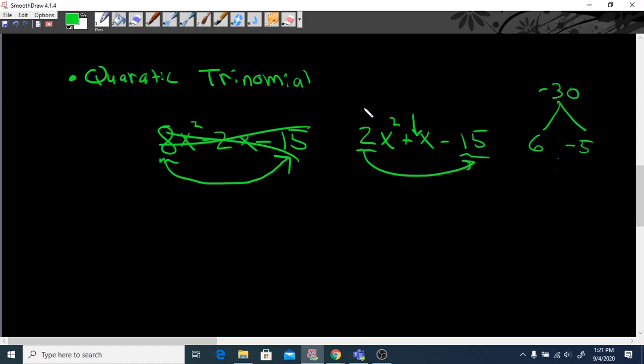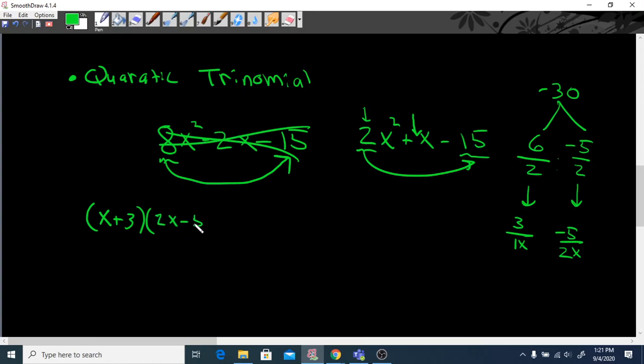Okay, now, in the beginning, we multiplied the 15 by the 2, so I'm actually going to divide each one of these by 2 and reduce if possible. 6 over 2 reduces to 3 over 1, and negative 5 over 2 doesn't reduce at all. The trick is, and it is a trick, but it's fast. The number downstairs is the number in front of x, and the number upstairs is the other one. So in other words, this becomes 1x plus 3 multiplied by 2x minus 5. Okay, so now that's factored.